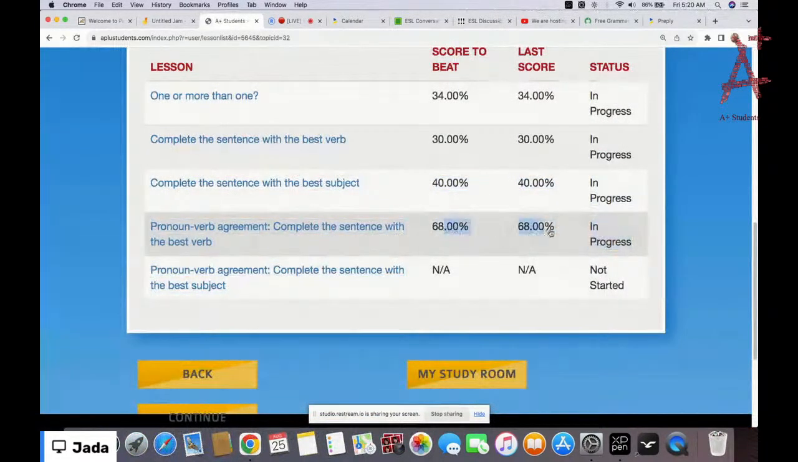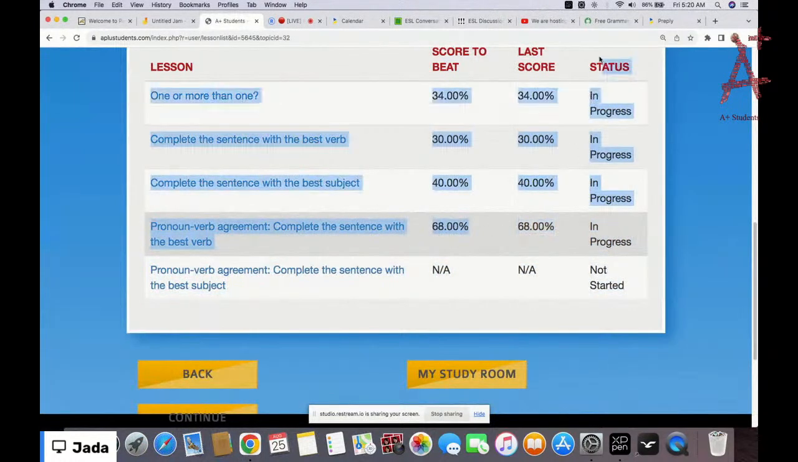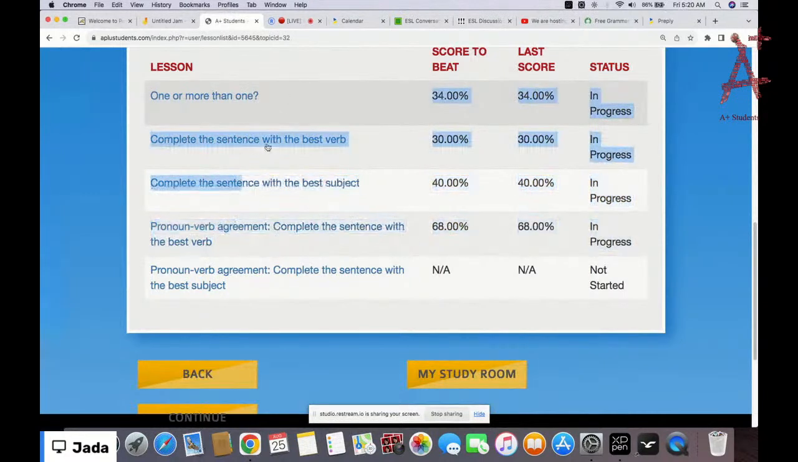Make sure that you complete it. Once it's done, it's going to show completed. Here we have "in progress," and I hope that you all have completed the first three lessons. If you've not done this chapter, make sure you finish it. But if you've done that, then that's fine.